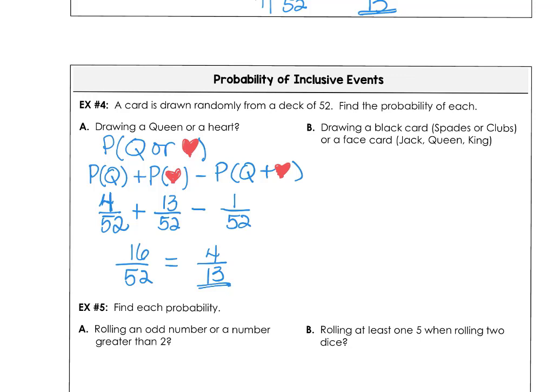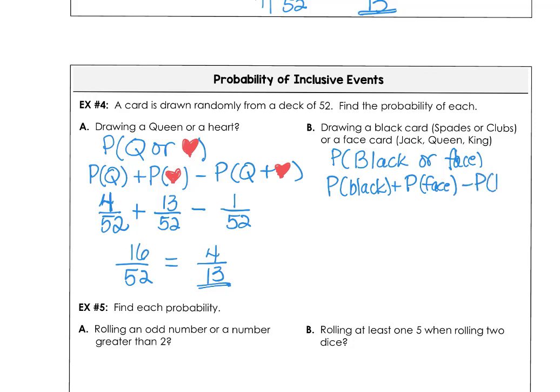In part B, drawing a black card, which is the spades or clubs suit, or drawing a face card, which is a jack, queen, or a king. So the probability of getting a black card or a face card would be the probability of the black plus the probability of the face card minus the probability of the overlapping, so I'm going to say of both.